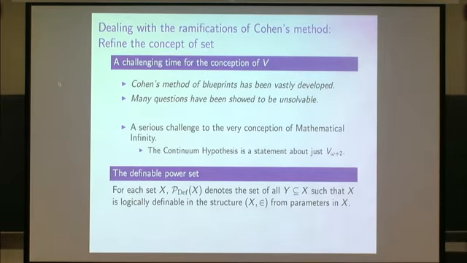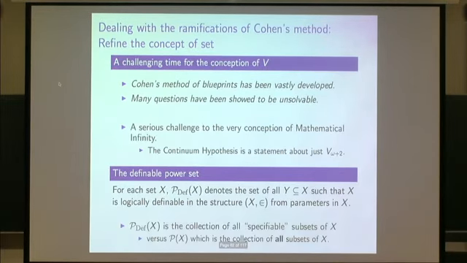So we'll introduce the definable power set. For each set X, we'll let P def of X denote the set of all subsets of X which are logically definable in the structure (X, ∈) with parameters from X. So the power set of X is the collection of all subsets of X. P def of X is the collection of specifiable subsets of X. Somehow, it's those sets which you're generating from X itself. You're not going out into the nebulous beyond and collecting sets.